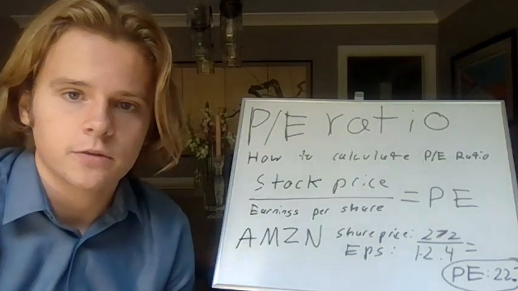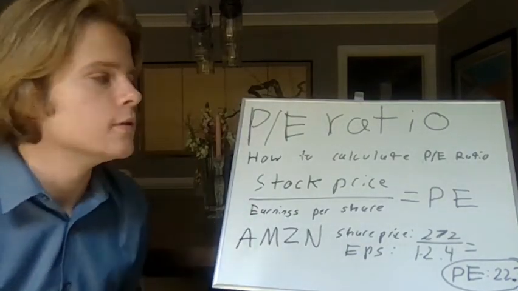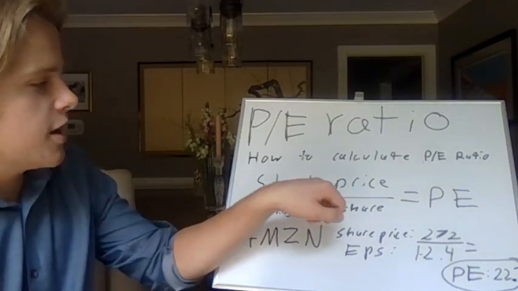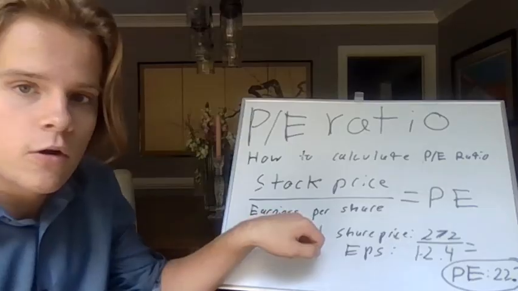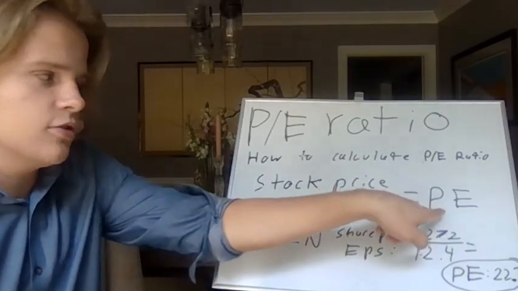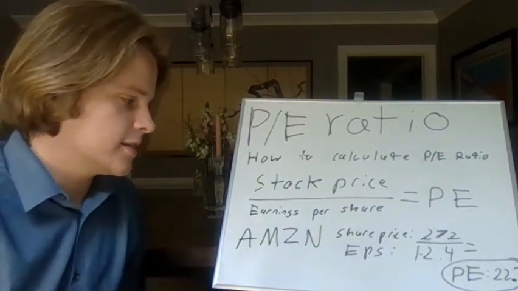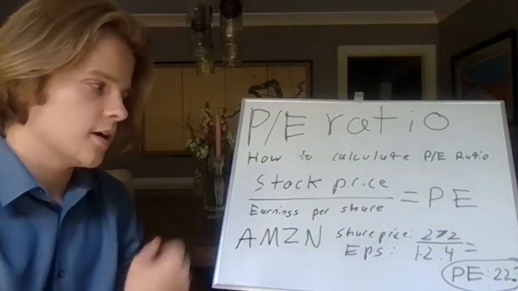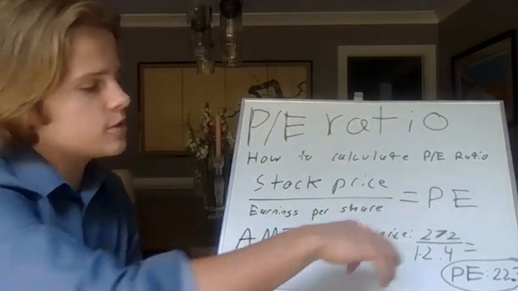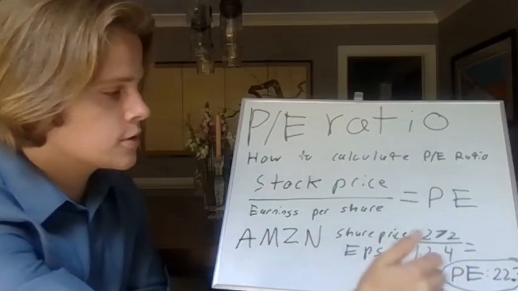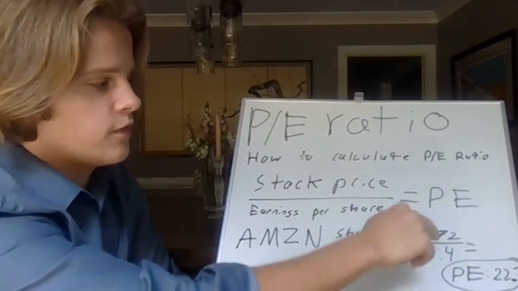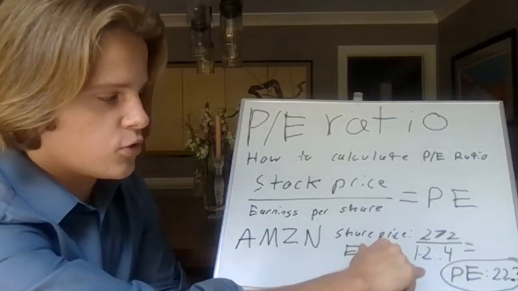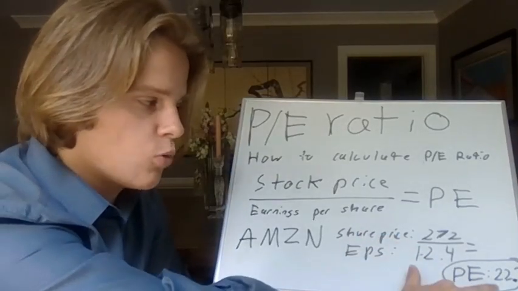Okay, so how do you calculate the PE ratio? It's actually pretty simple. Firstly, you take the stock price or the share price of the stock and you divide it by the EPS, or earnings per share, and that's how you get your PE ratio. An example of this, let's look at Amazon stock. As of recording, the share price for Amazon is $272 and its EPS is 12.4. So if you divide 272 by 12.4, you get its PE ratio of 22.3.